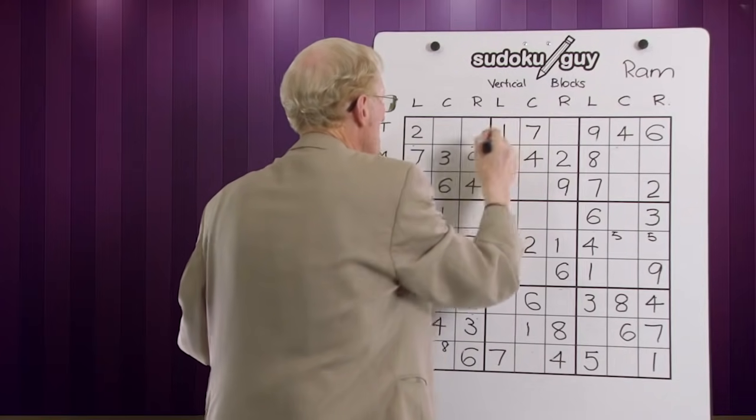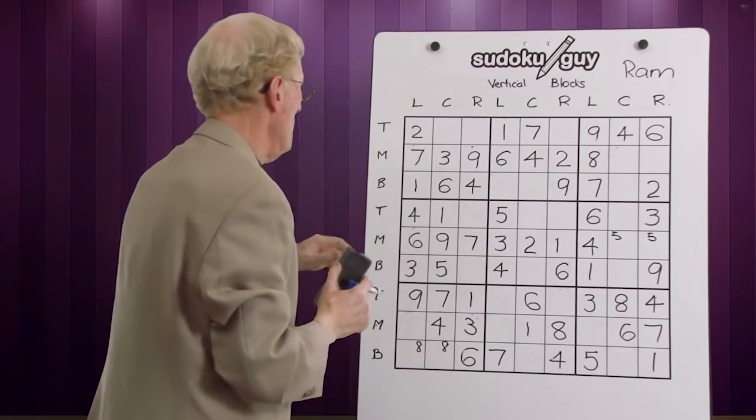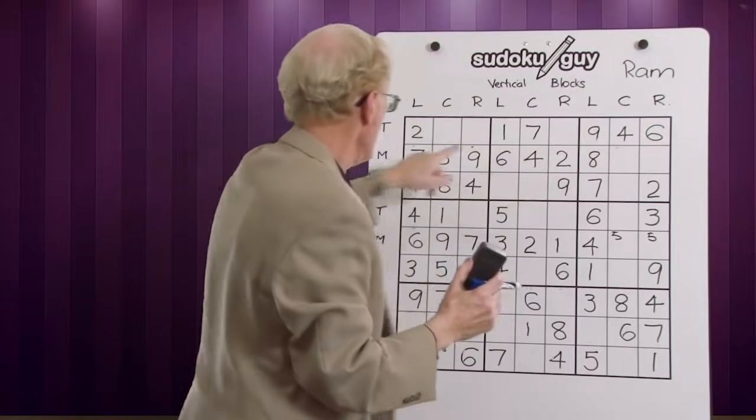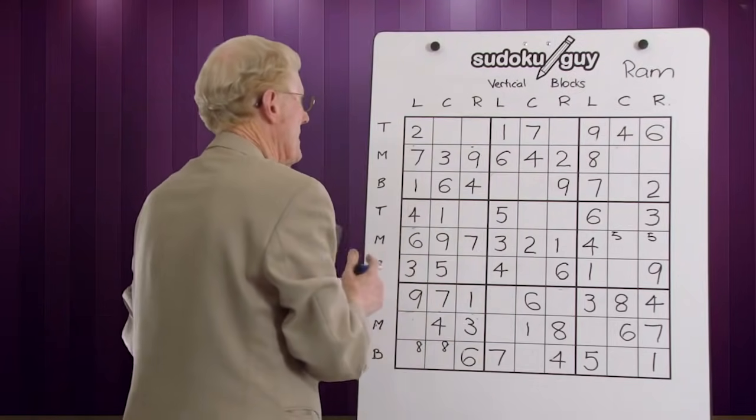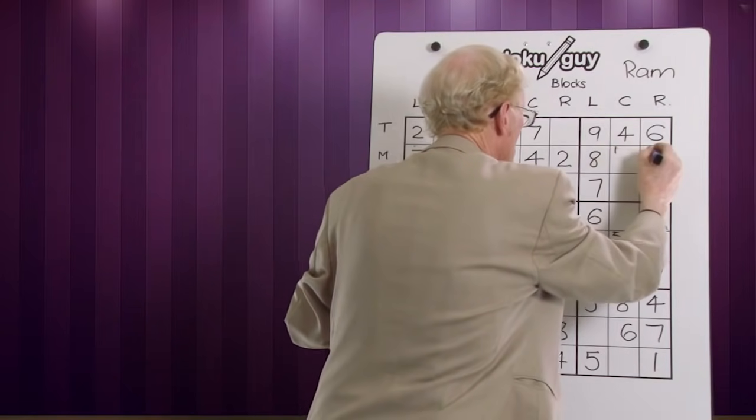And now let's look at the ramification of that 1. We have now 2 1s in this horizontal section: 1, 1, a bottom and a top. Therefore, there's got to be a 1 over here in these 2 little ones.